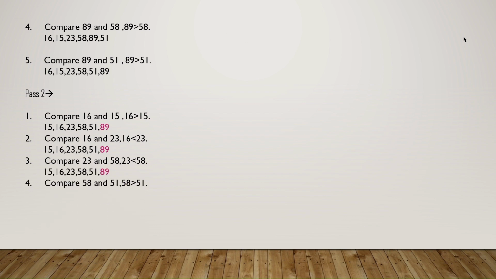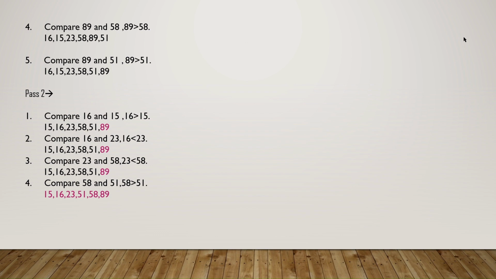But in the fourth step, we will compare 58 with 51. Here 58 is the previous element and 51 is the next element. That means 58 will be swapped with 51, which means swapping will be performed in this step. In this step we got the sorted list. It is good, but in most cases you can get the sorted list in pass 3, pass 4, or pass 5, depending upon the number of elements in the list.